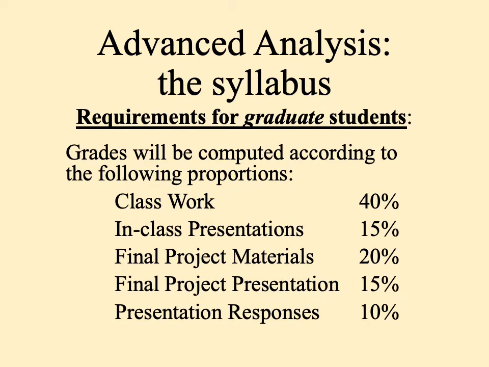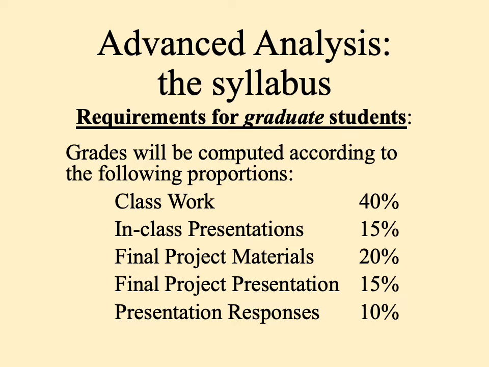If you're a graduate student taking this class for graduate credit, taking MUT 543, I believe the number is, this is how I'm going to figure your grade out. Classwork, again meaning homework and participation in live sessions, is going to be 40% of your grade. Those in-class presentations we do will be 15% of your grade. There will be a final project, which I'll give you more information about later.